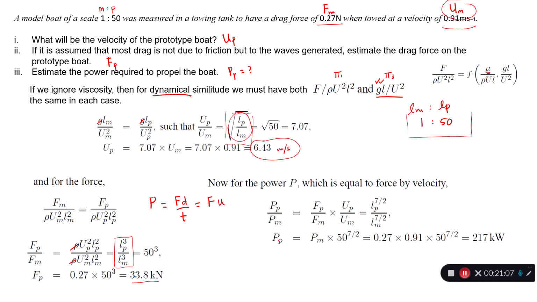So power in the prototype will be whatever you get from here times PM. Bring this over. PM has to be calculated first: force times U, so this is FM times UM times this, 50 to the power of 7 over 2. And you'll get the final answer.